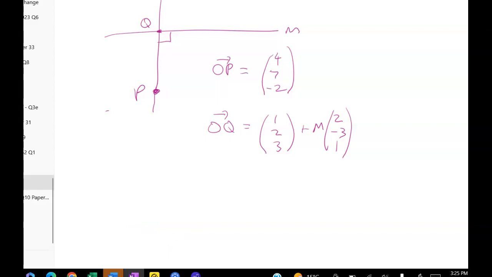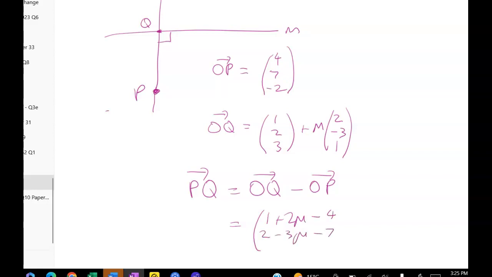So what can we say now? Well, we've got OP and we've got OQ. So we just carefully work out, how do I get from P to Q? So P to Q is from O to Q, take away O to P. So we have 1 plus 2 mu minus 4, 2 minus 3 mu minus 7, 3 plus mu plus 2, which gives me negative 3 plus 2 mu, negative 5 minus 3 mu, and 5 plus mu. So that's PQ.